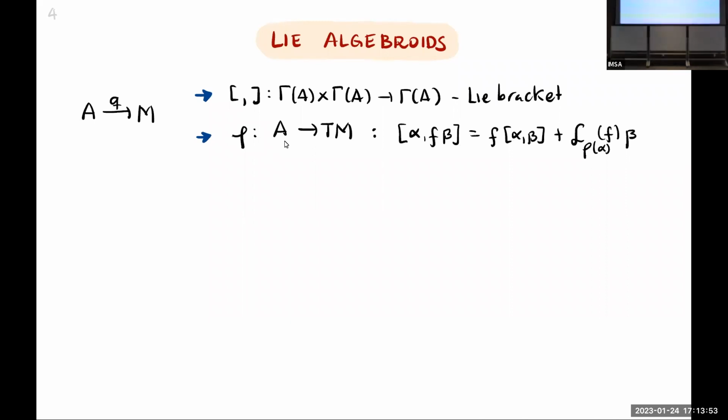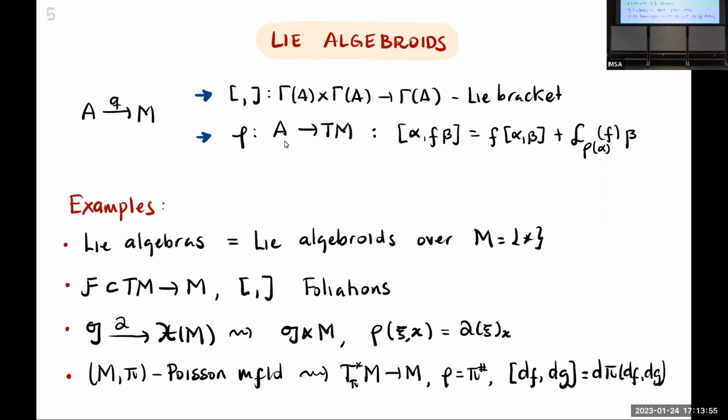Okay. So examples, again: Lie algebras are the same as Lie algebroids over points. Foliations also give me an example of Lie algebroids. Actions, like actions of a Lie algebra on a manifold, also give me a Lie algebroid. And as I told you yesterday, Poisson manifolds are encoded in a Lie algebroid on the cotangent bundle.